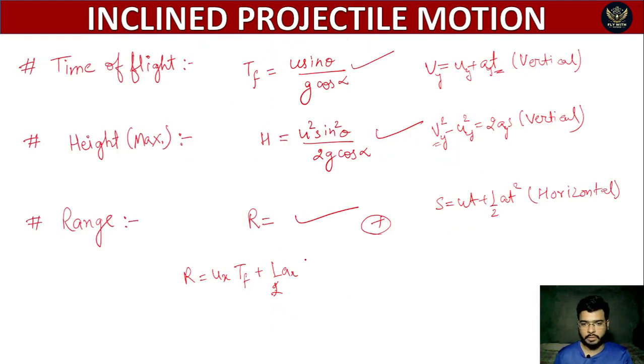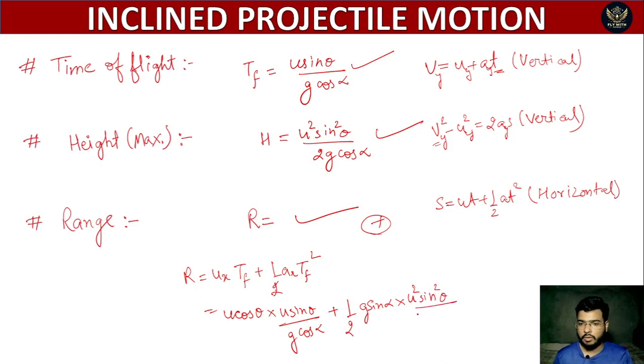So if the ax sign is plus, now you see this one becomes u cos theta, and tf is the same, tf is u sin theta divided by g cos alpha, and this one is plus 1 by 2 ax, which is equal to g sin alpha, times tf squared, which is u squared sin squared theta divided by g squared cos squared alpha.